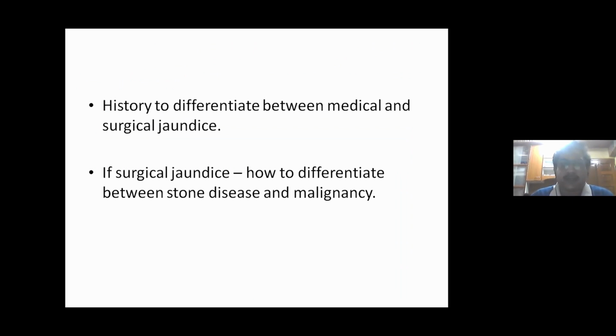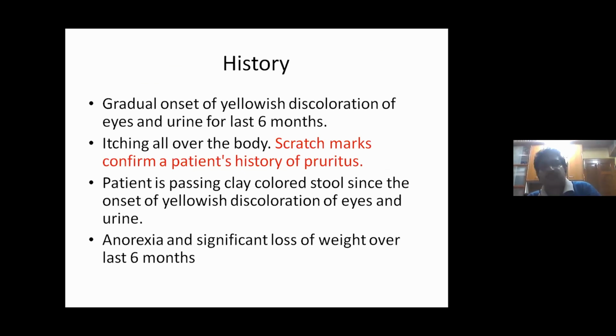Now, first we have to take history to differentiate between medical and surgical jaundice. If there is surgical jaundice, you should know how to differentiate between stone disease and malignancy. Gradual onset of yellowish discoloration of eyes and urine for the last 6 months. That is the main history which the patient can give you. Itching all over the body. Scratch marks confirm the patient's history of pruritus.